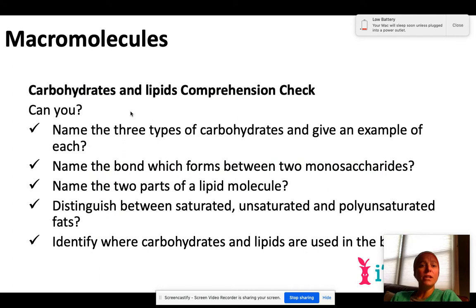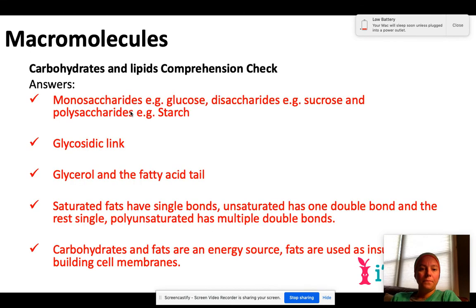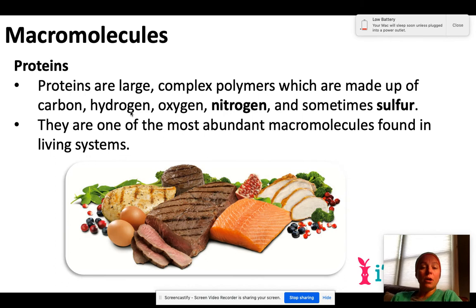And so let's go ahead and do a check on our carbohydrates and lipids. Okay, so how'd you do? So now let's look at our proteins.